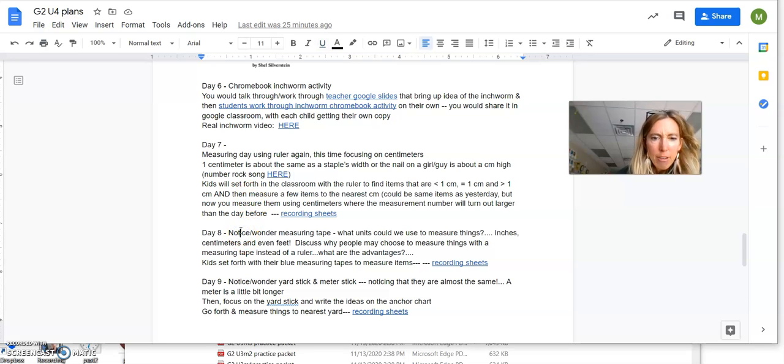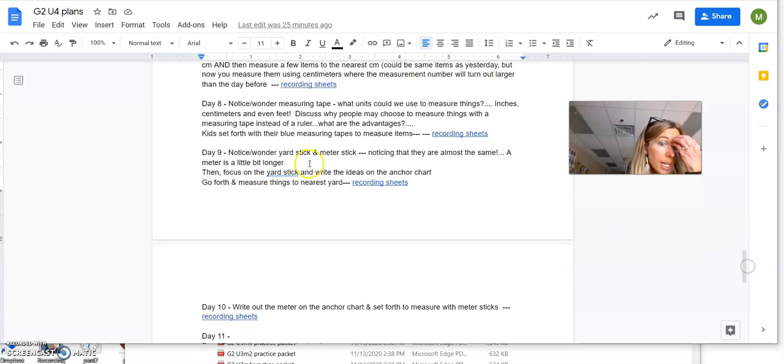Next day, finally, we go away from the ruler and we go to a measuring tape. You say, okay, we're finally on to a different tool. But this tool has like the same sort of stuff as a ruler. So why would people choose to measure things with it? So you have a discussion of the advantages of using measuring tape. And then they go forth and measure using those blue measuring tapes.